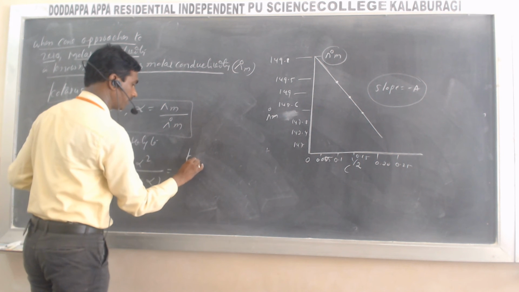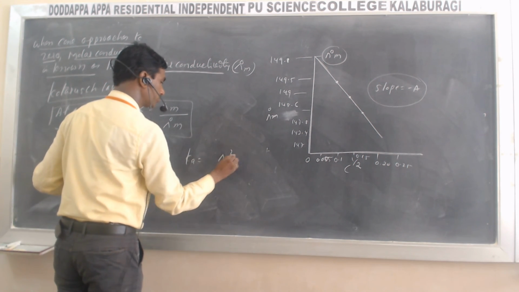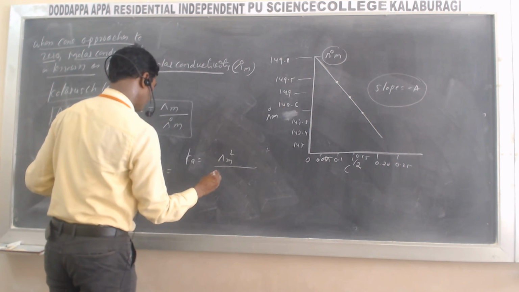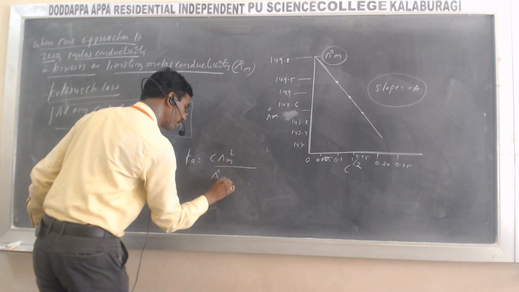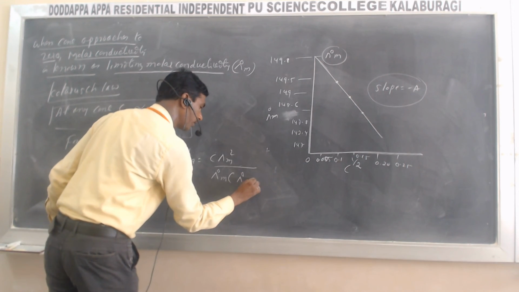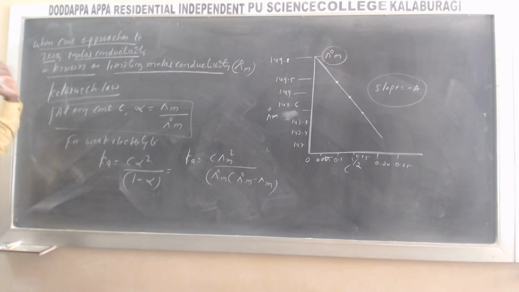So we can get K equals C lambda M square divided by lambda naught M into lambda naught M minus lambda M. So this is for a weak electrolyte.